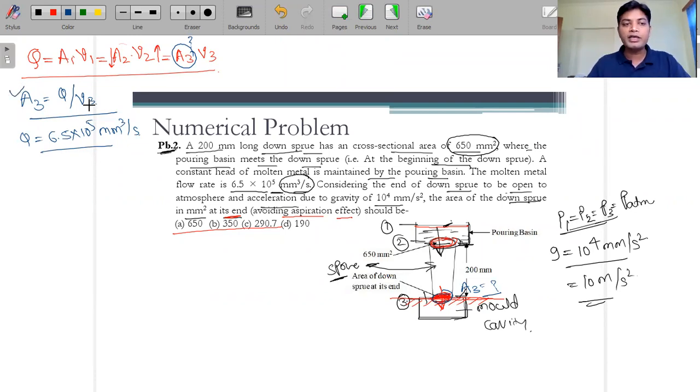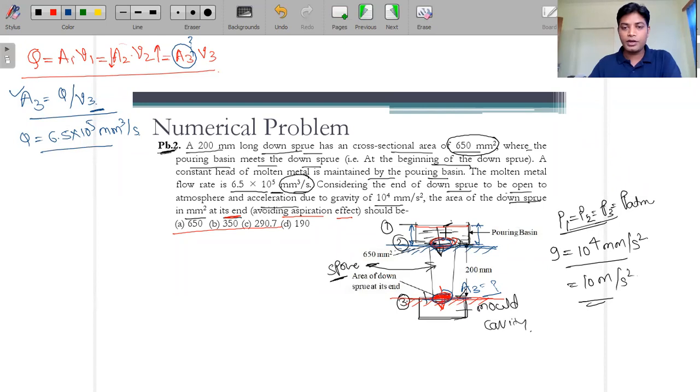So how can we calculate the value of V3? Here the pouring basin height is not given, but we can calculate the height of the pouring basin. How? We can apply Bernoulli's equation, considering this one as the datum level. Then you can apply Bernoulli's equation over here and first get the value of V2. From here you will get the value of the height HP.